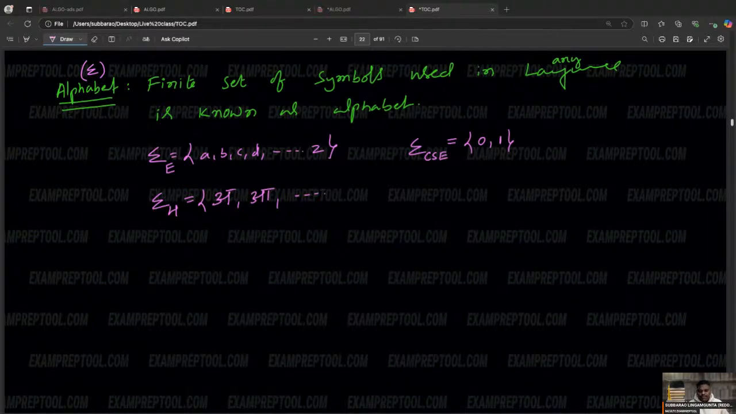So every language has an alphabet. Alphabet is nothing but what symbols you will use in that language. What symbols you will use in any language, that is known as the alphabet of that language.